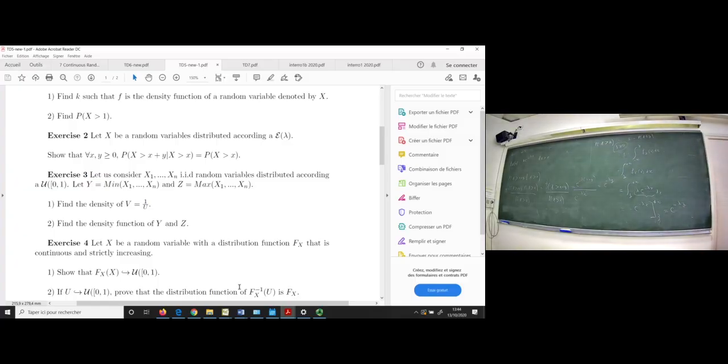I see that my exponential fulfills the same type of property as the one fulfilled by the geometric in the discrete case. That is, the probability to be greater than x plus y, knowing that I am greater than x, is just the probability that I am greater than y.